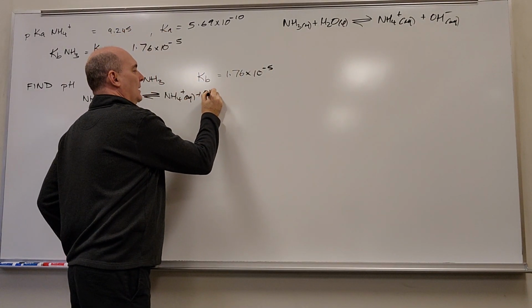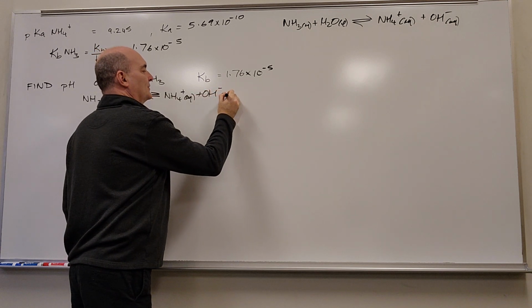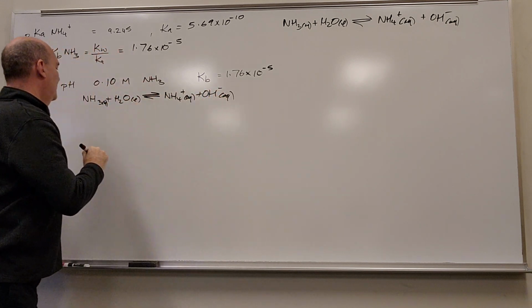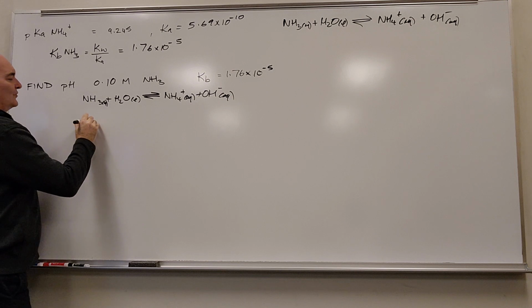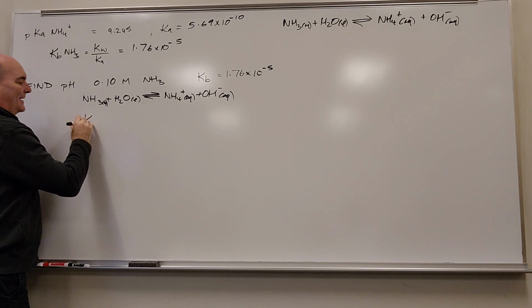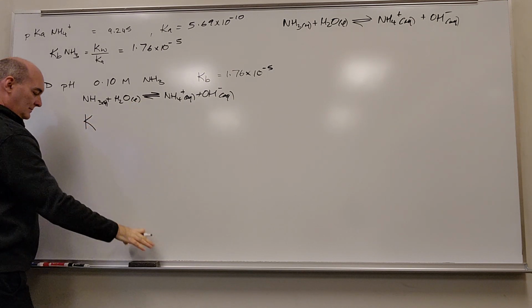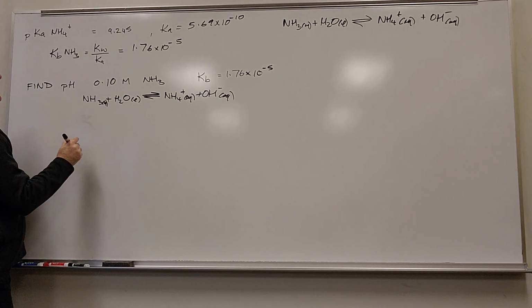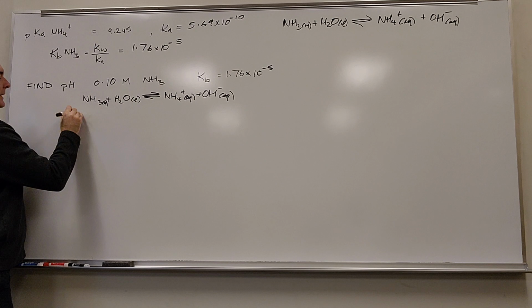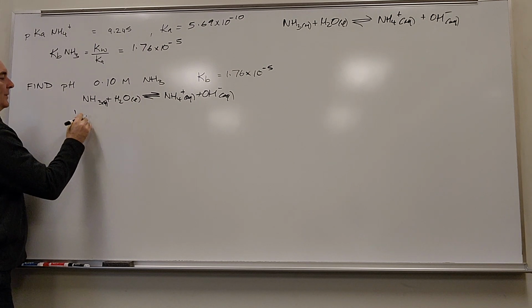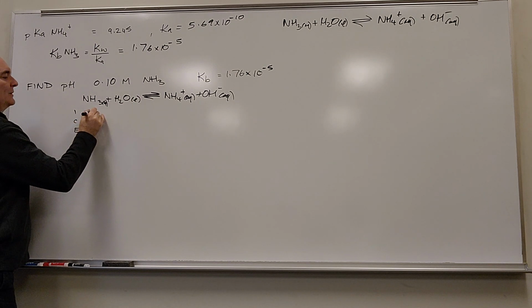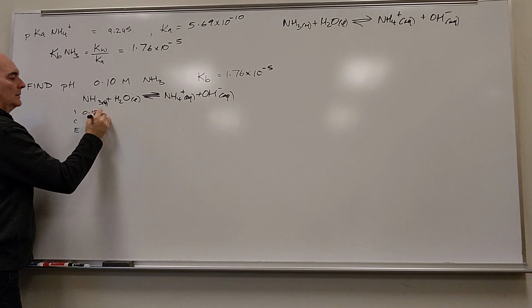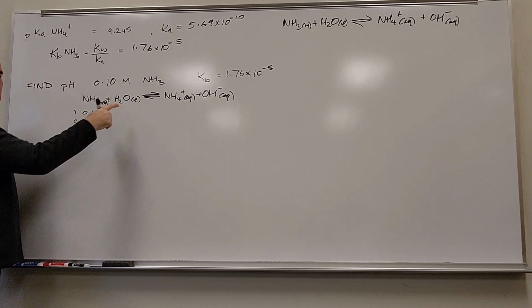Aqueous plus hydroxide. This is the key, that's the one that we're going to find. All right, so the K that describes them. How much have I got? Got an initial, a change, and an equilibrium. And my initial value is 0.1 moles per liter.